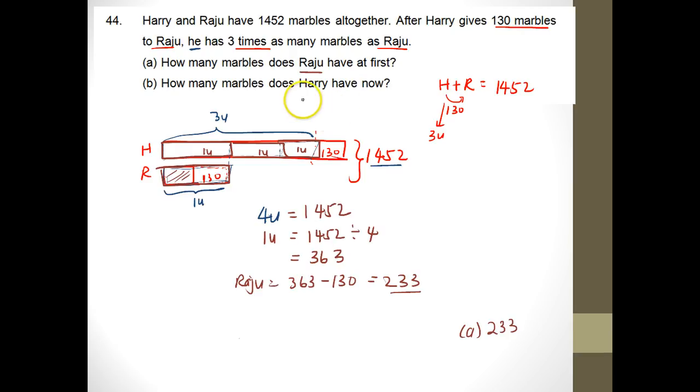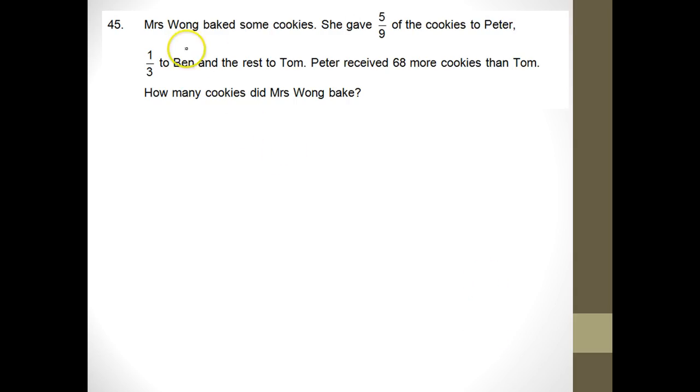How many marbles does Harry have now? Harry has 3 units. So you take 363 times 3, which is 1,089. So B is 1,089 marbles.